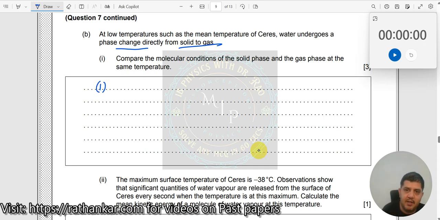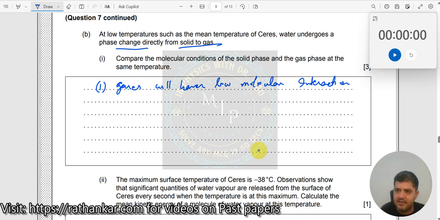So, molecular nature. What is so special about gases? Gases will have low molecular interaction than solids, because you need to compare between a gas and a solid. The first point we have written is for 3 marks; I need to give at least 3 marks over here. In case of gases, the molecules are farther apart. In case of liquids or solids, the molecules are very near to each other. He is going to compare between these two, only solids and gas, so you have to say this.